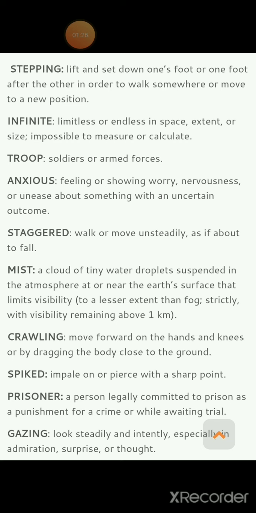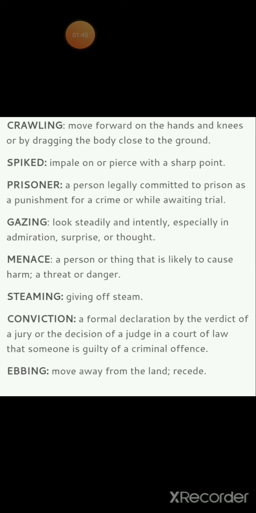Spike: impale on or pierce with a sharp point. Prisoner: a person legally committed to prison as a punishment for a crime or while awaiting trial. Gazing: look steadily and intently, especially in admiration, surprise or thought.